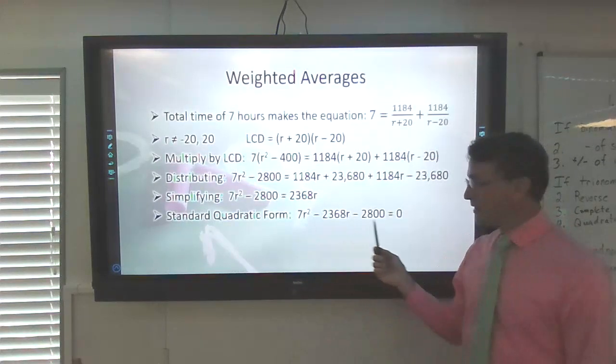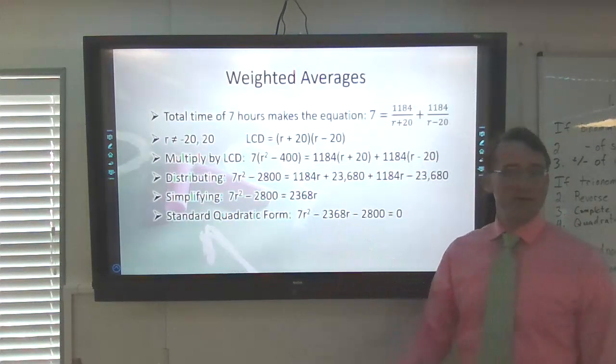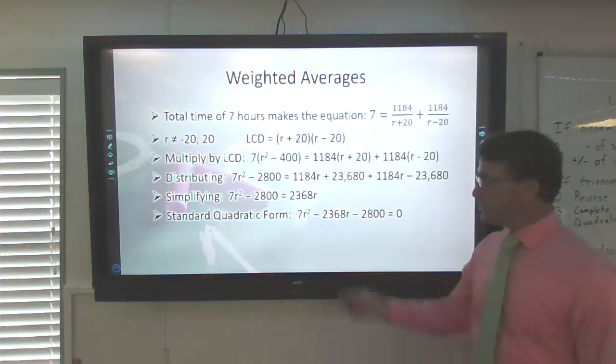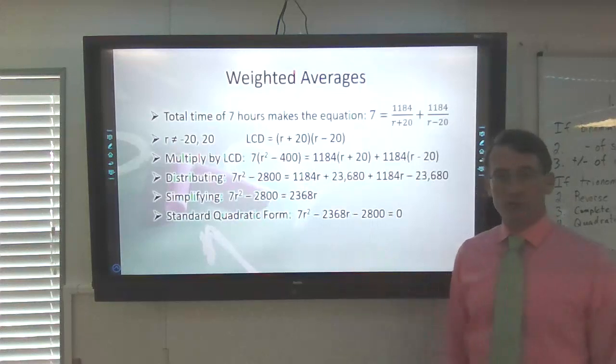I'm going to get it in standard quadratic form, and in this particular case I tried to see if I could divide by 7, but this middle number here isn't divisible by 7, so I couldn't reduce it at all. And so I just went straight to the quadratic equation. You could also complete the square if you chose to do that.